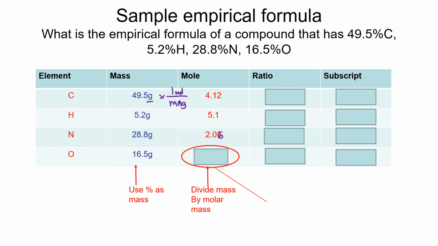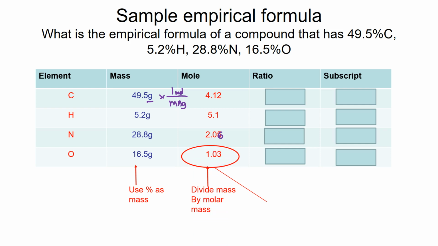That would round to 2.06. Thank you for catching that. Because we get 2.055, we can round that to 2.06. And then 16.5, I'm going to divide by 16, and that's going to give me 1.03.